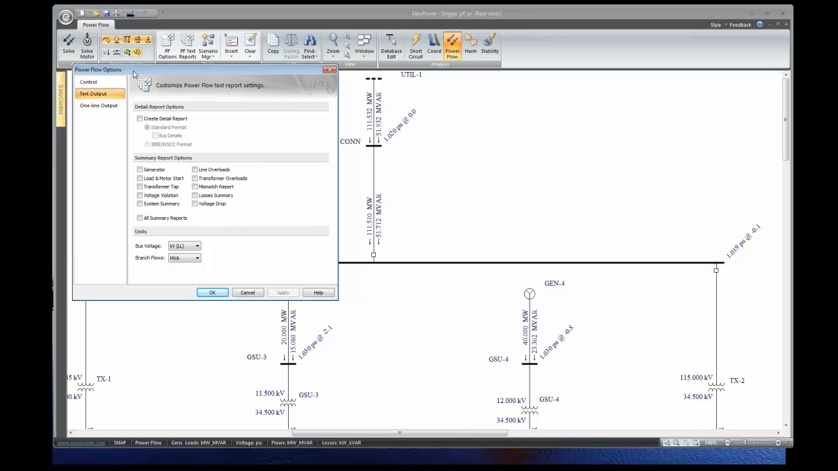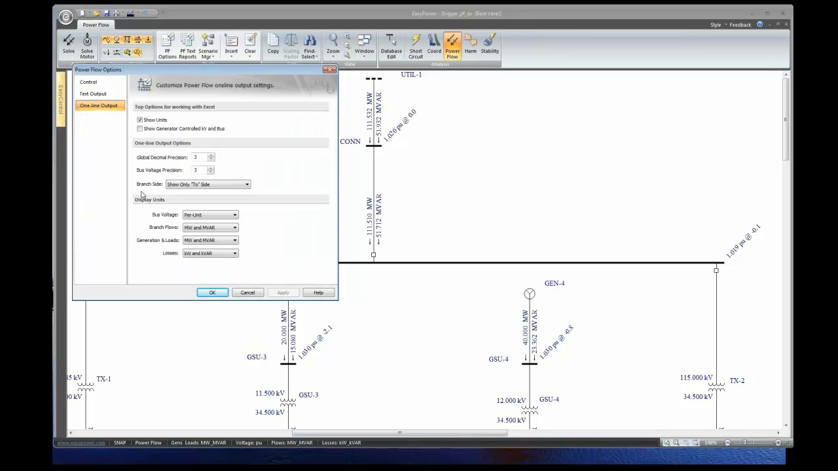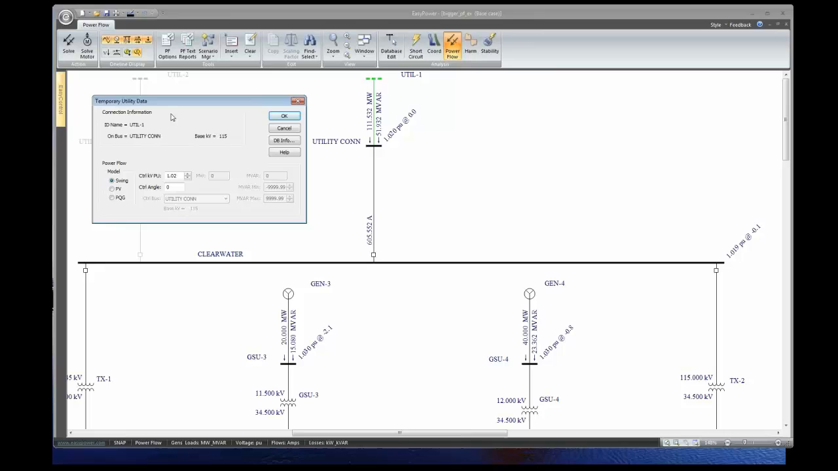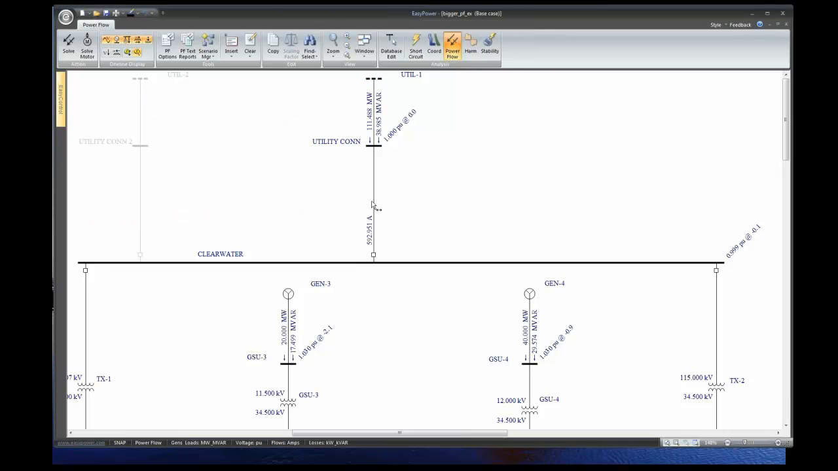If I go to my power flow options, I can change what I display on the one line for the branch flows. If I want to see amps, I can do that. Okay. So here's 605 amps. If I change this back to 1 per unit, my amps go down, right? If my amps go down, then my losses in my system go down, my I squared R losses.